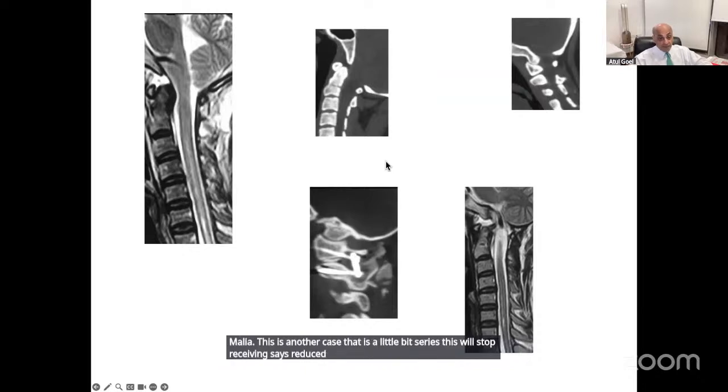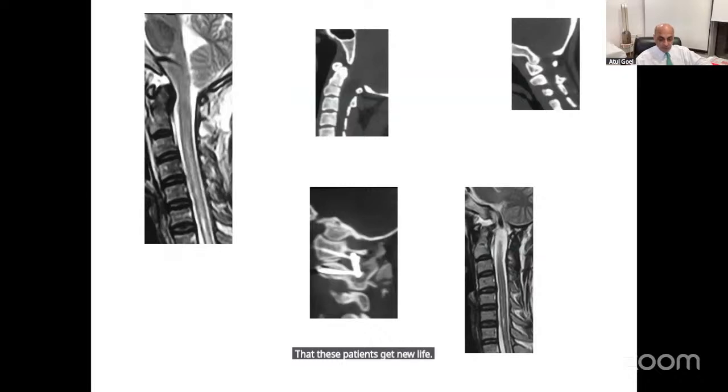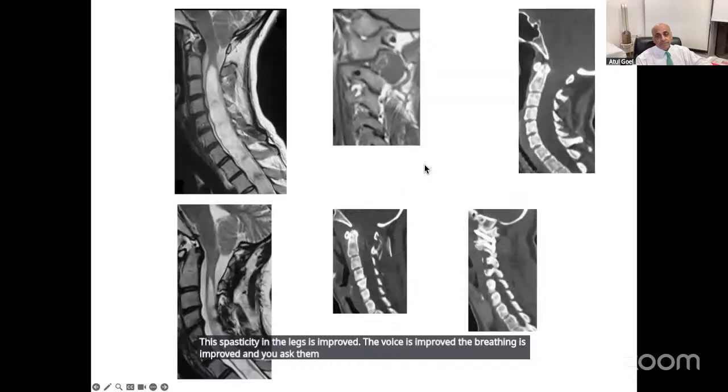And you have to believe in me that these patients get new life. They improve in the symptoms in the hands. The tingling is reduced. The power in the hands is improved. The spasticity in the legs is improved. The voice is improved. The breathing is improved. And you ask them, new life after surgery.